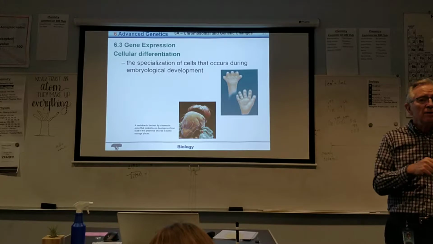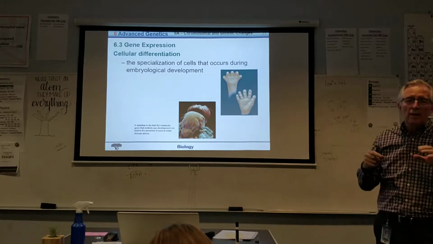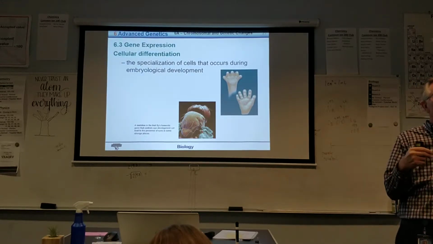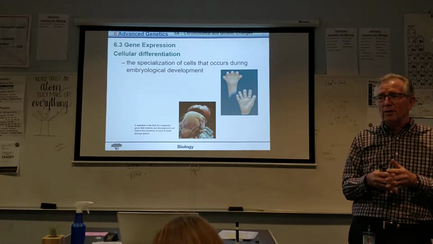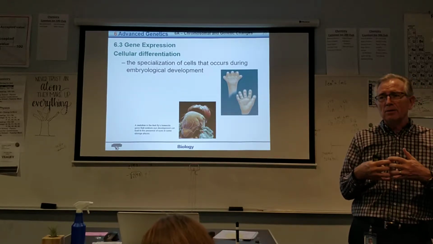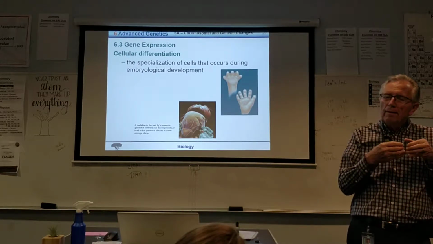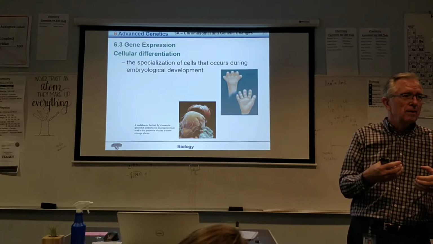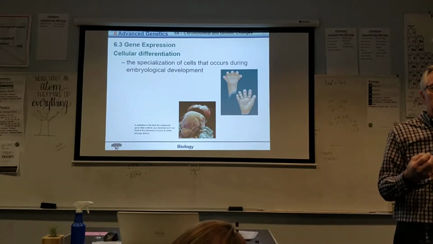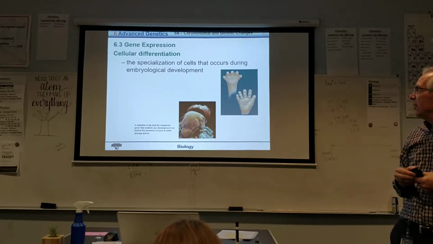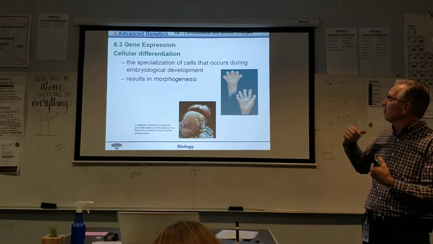Now, when genes get turned on, one of the things it will do is cause some of the cells to become different from others. Remember we talked about the cellular level, then the tissue level, and then the tissues become organs, and organs become systems. Well, the cells have to become different. That process where these cells become specialized is called cell differentiation. And what does it result in? It results in something called morphogenesis.